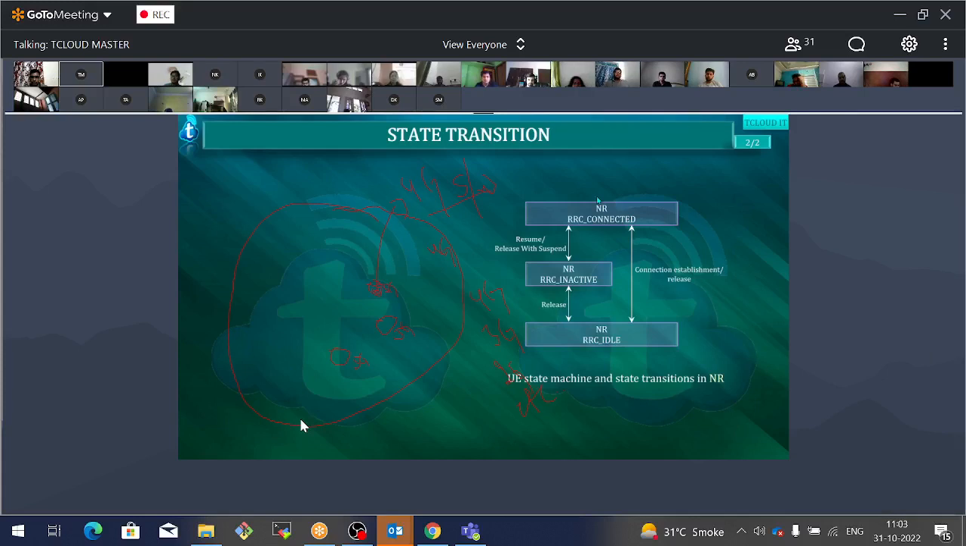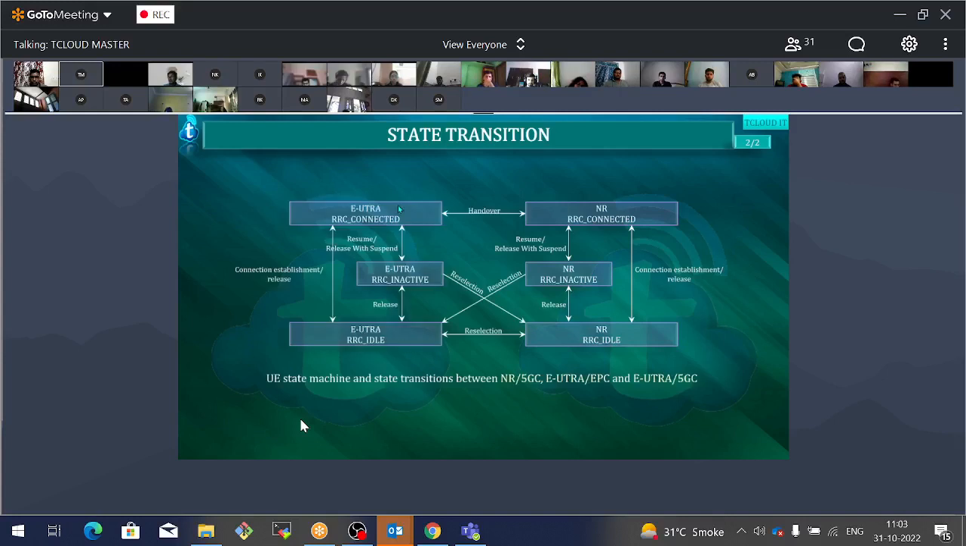But into what state do you go when you are going from the 5G network to the 4G network? In 4G also, you have these three states. This is NR RRC connected. That means you are connected to an NR cell, you are in connected state in the NR network. UTRA means 4G network. You are in RRC connected state with 4G. You are RRC idle in 4G. You are RRC inactive in 4G.